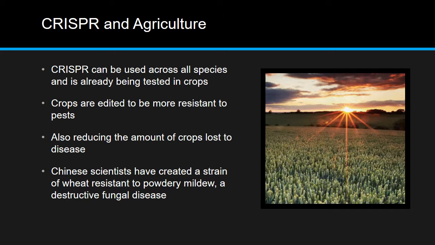So with CRISPR in agriculture, essentially CRISPR can be used across any species that they've come across so far, and it's already being used on crops, which can allow for more resistance against pests and reduce the amount of crops that are lost to disease. For example, some Chinese scientists have created a strain of wheat that is resistant to powdery mildew, a really destructive fungal disease.